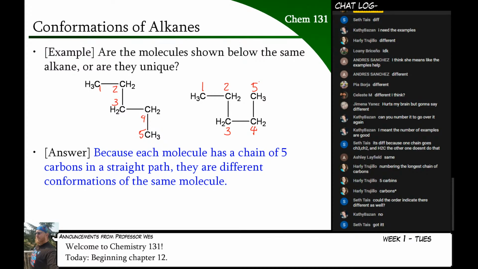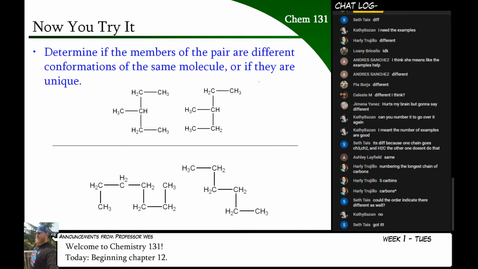All right, let's go to the examples that I have you do. Here you go. I want you to tell me if each pair is same or different. So the line in the middle separates the two. So this is problem number 1, and this is problem number 2. And so I want you to tell me if in group number 1, are those the same molecule, just different conformations, or are they unique? And then do the same for number 2. So I'll give you a few minutes to do that. Remember, number the carbons, find the longest chain, and then see if you can number backward and forward for any branches.